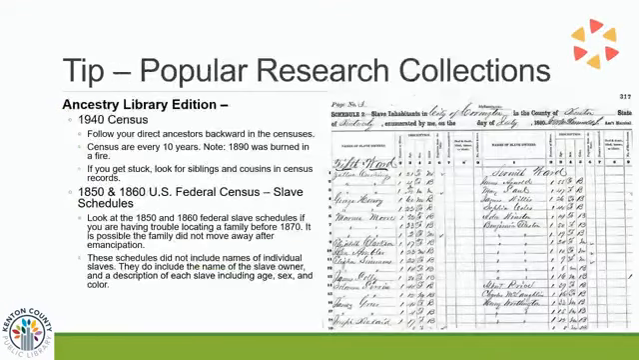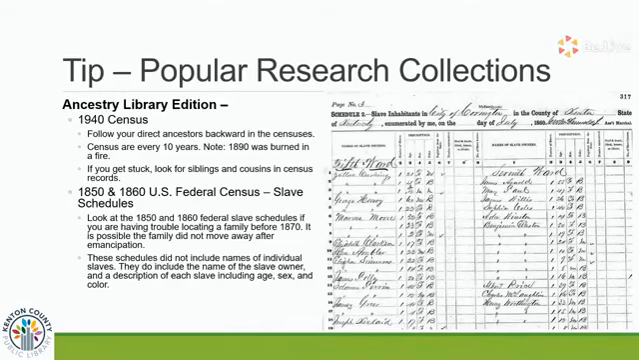Okay. The first thing that I want to talk about today are some of the popular research collections that you can use. One of them is Ancestry Library Edition. Right now with your Kenton County Public Library card, you can use Ancestry Library Edition from home for free, which is super awesome. You can do that through March 31st, so take advantage of that.